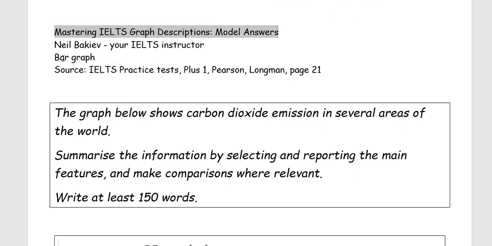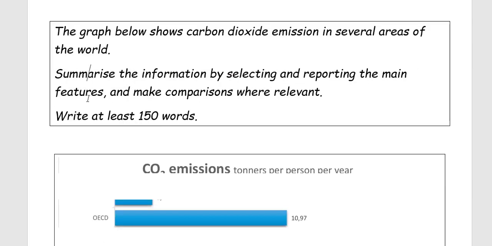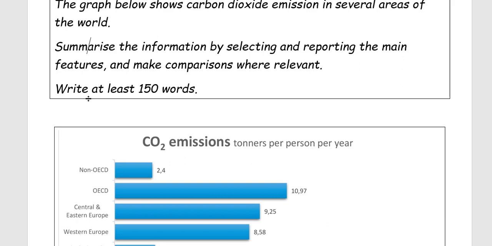Today we'll be analyzing a bar graph, and this bar graph is taken from IELTS Practice Tests Plus 1, Pearson Longman, page 21. Let's read and analyze this task prompt in detail. The graph below shows carbon dioxide emission in several areas of the world. Summarize the information by selecting and reporting the main features and make comparisons where relevant. Write at least 150 words.